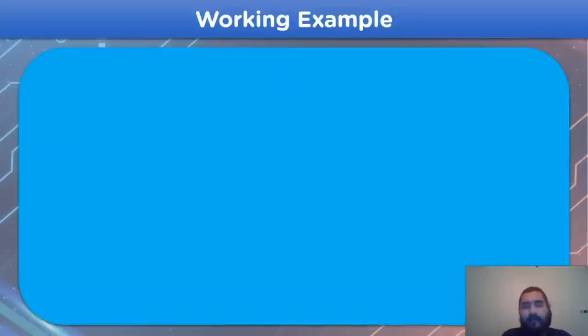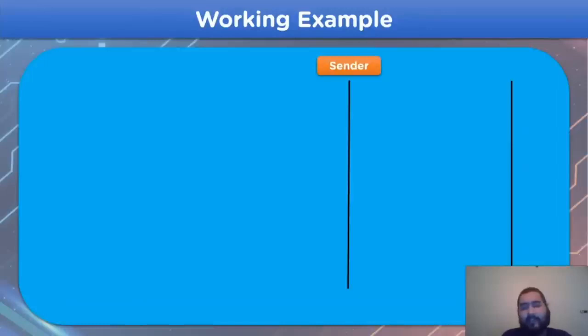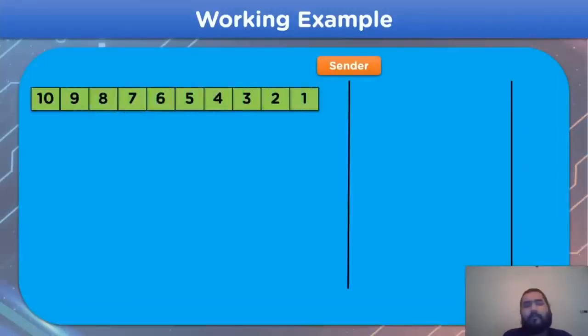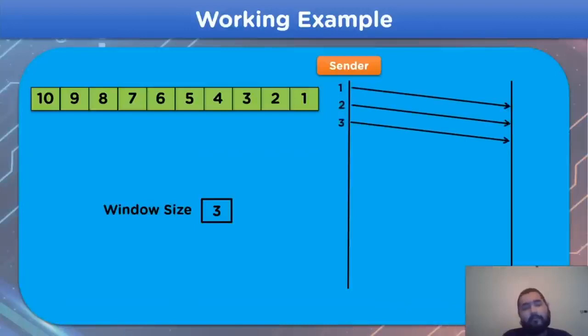As usual, we have the sender side and a receiver side. And according to the question, we have 10 frames. Numbering the frames sequentially, we have frame 1 to frame 10. And then according to the question, we have window size as 3. Now, using the sliding window method, we'll send the first 3 frames, that is frame number 1, 2 and 3, from the sender side to the receiver side. That will be like this.